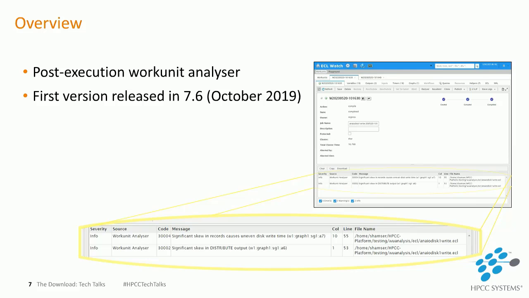The first release was October 2019 as part of 7.6. In that release, the tool identified many related issues. You can see from the screenshot some analysis produced by the analyzer. It provided a cost value for every issue, the cost being the time penalty caused by the issue.